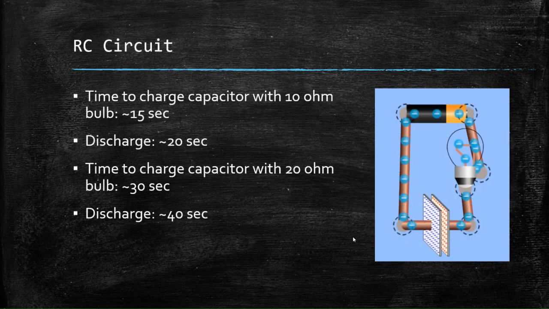Now for this next part of the lab, I built this RC circuit in the simulator that you see on the right, with a 200 millifarad capacitor, and used different bulbs for each step. Here I found that the time to charge up the capacitor using a 10 ohm bulb was 15 seconds, and the time to discharge that capacitor was 20 seconds. Then I found that the time to charge the capacitor with a 20 ohm bulb was 30 seconds, and the time to discharge it was 40 seconds.